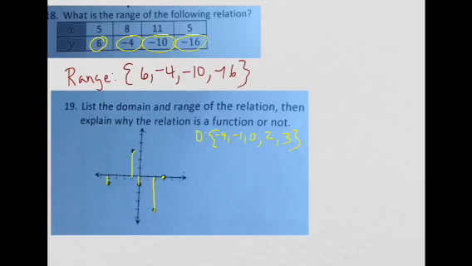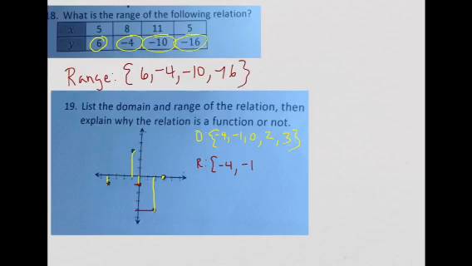And then for the range, we look on the y, where is it landing. So this point right here is -4. This point is right on the axis. It's right there at -1.